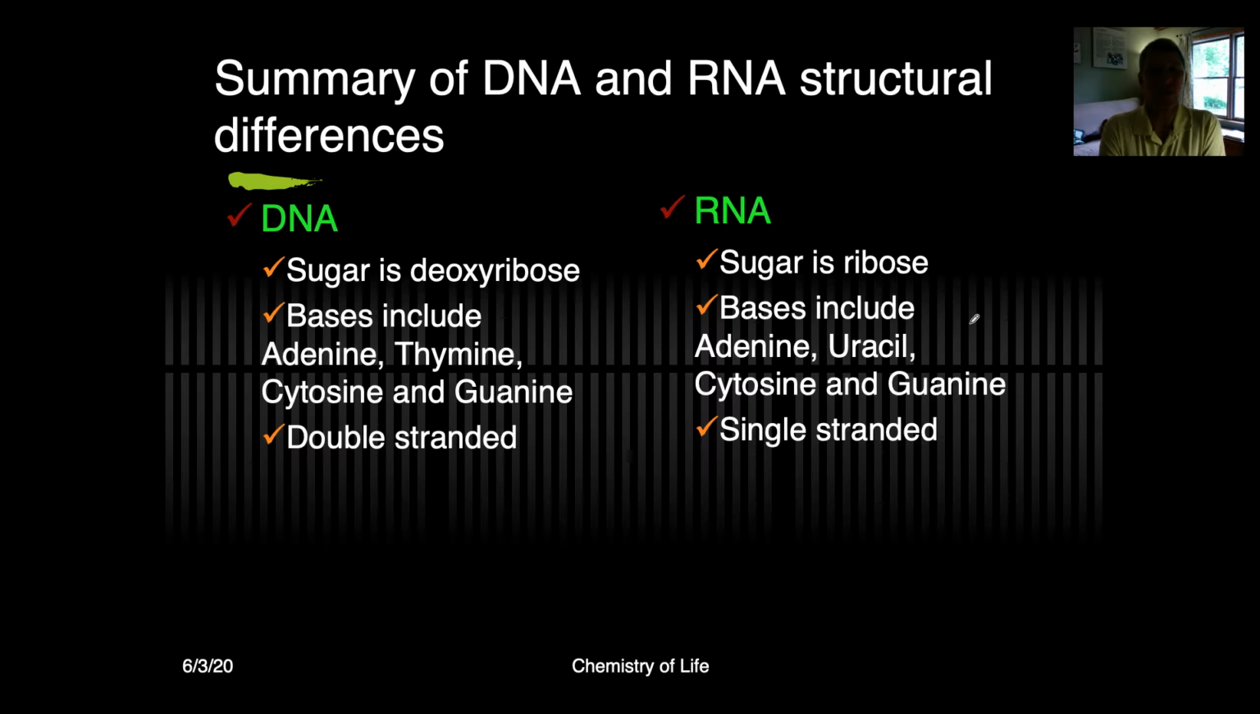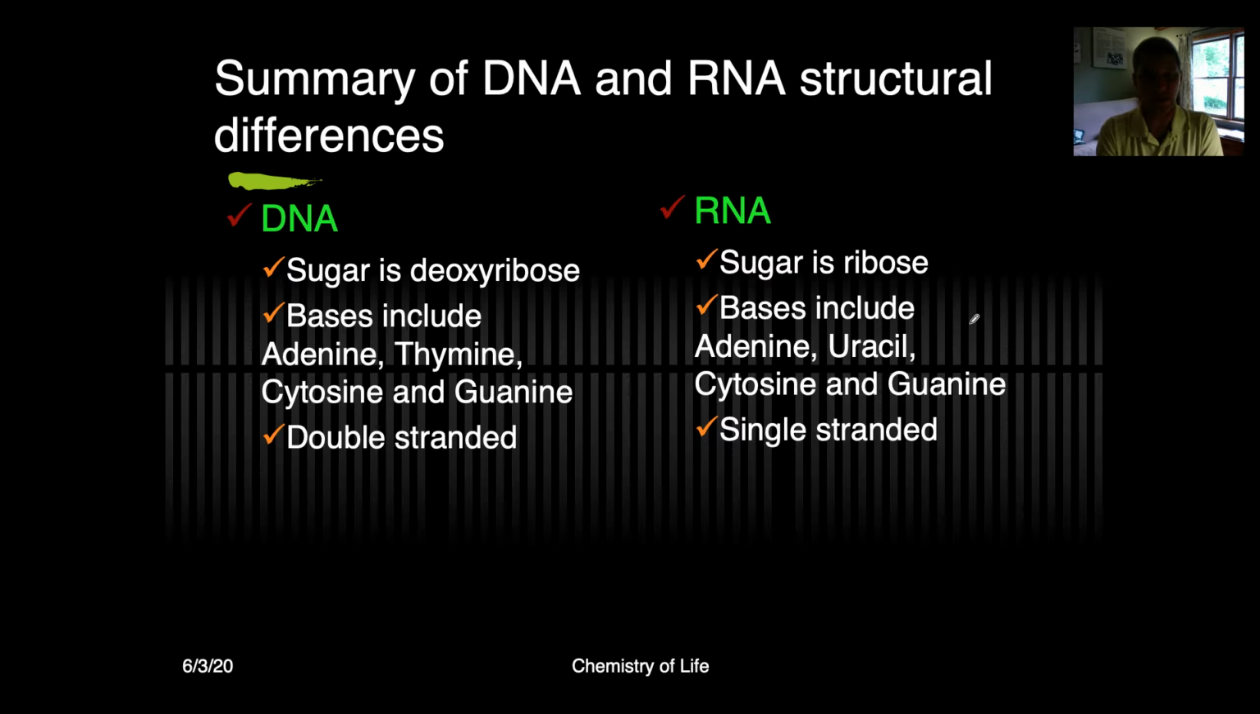Okay, so what are the major differences between DNA and RNA? Well, structurally, in DNA, the sugar is deoxyribose, whereas in RNA, the sugar is ribose. The nitrogenous bases that are included in DNA are adenine, thymine, cytosine, and guanine, whereas the bases in an RNA molecule are adenine, uracil instead of thymine, cytosine, and guanine. All right, so 3 of the 4 bases are the same between the 2 molecules. The difference is thymine in DNA and uracil in RNA.